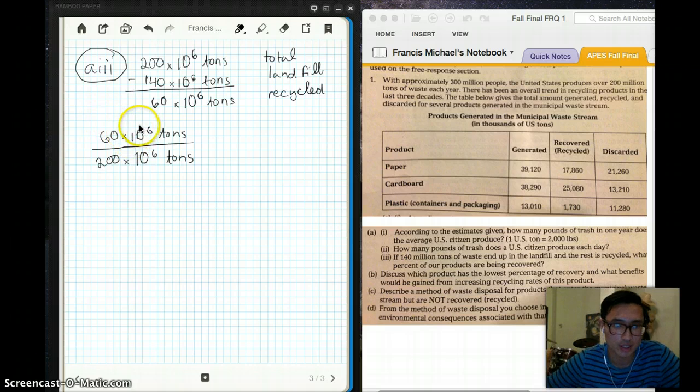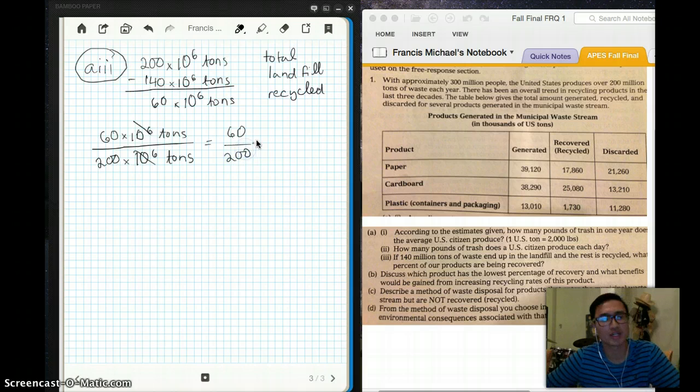Well, this is pretty easy. This cancels out, right? We could even say these zeros cancel out. And I mean, there's like a million ways to do this, but eventually you're going to get the same number, okay? So let's say we just canceled out that times 10 to the 6. So now we have 60 over 200. And we're trying to get percent. And percent means 100. So how are we going to get this denominator to be 100? Oh wait, 200 divided by 2 would give us 100. So if we do the same thing to the numerator, 60 divided by 2, that would give us 30 out of 100. 30 out of 100 is 30%.